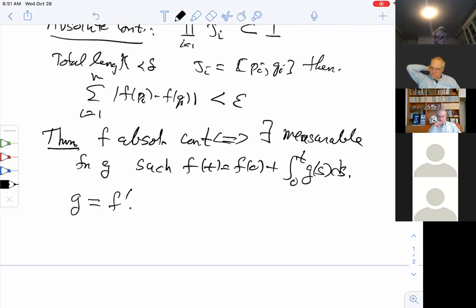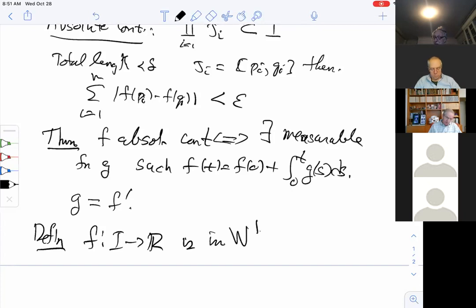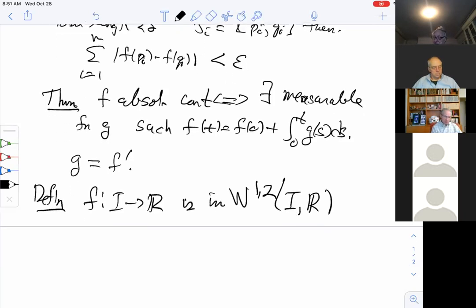So we say that F mapping the interval to R is in W^{1,2}, so this is a space of functions, W^{1,2} maps from the interval into R, if F is absolutely continuous and F' is in L^2.